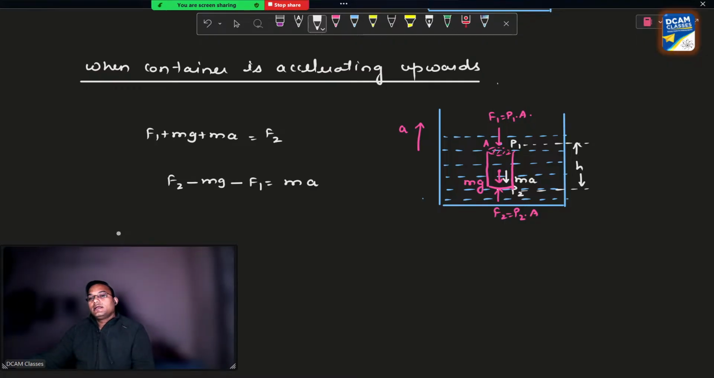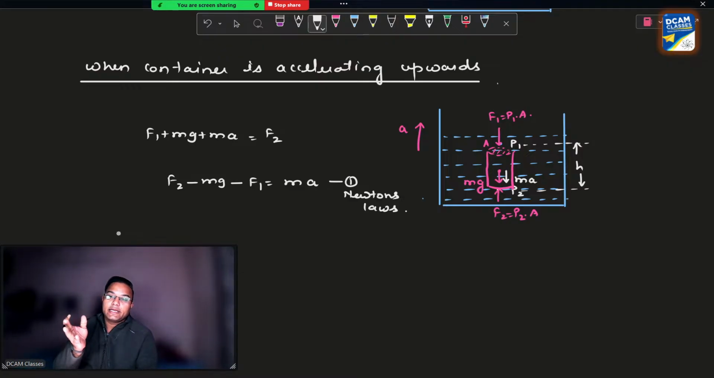Correct. This is using Newton's laws, the normal equation framing. When an object is accelerating, we take all the forces in the direction of acceleration as positive and against as negative. You remember? And using pseudo force, I have applied the pseudo force, and if I apply pseudo force, this will be in equilibrium. So either way you frame the equation, you will get the same equation because they both are the same. It doesn't matter whichever way you do.